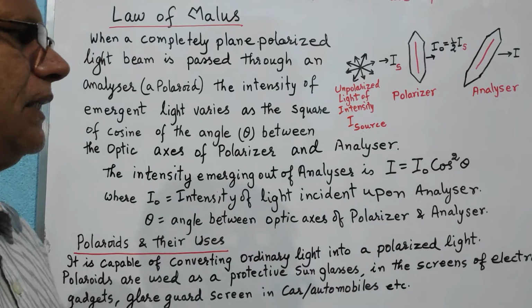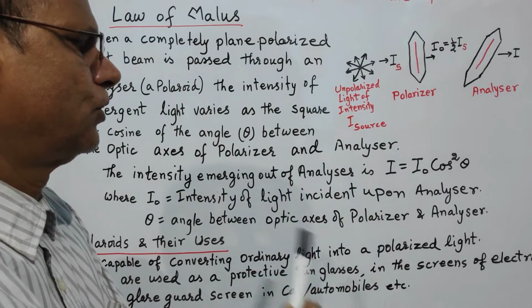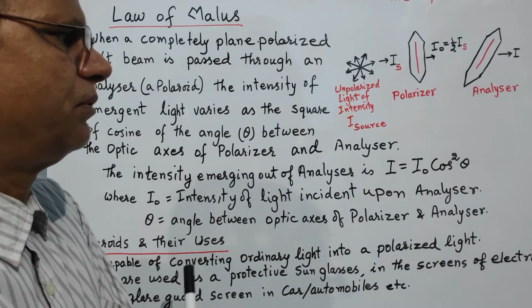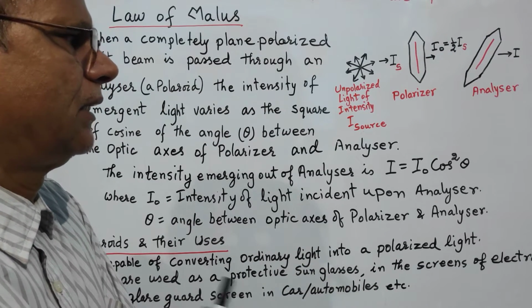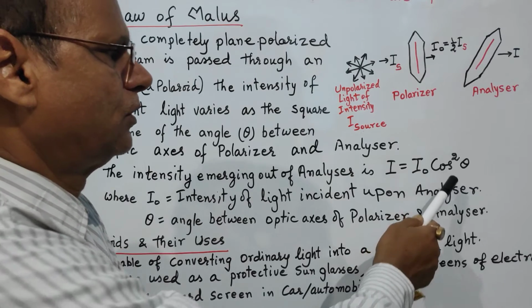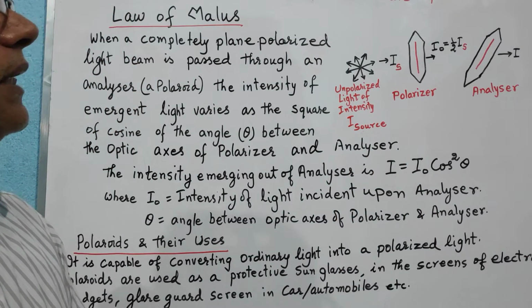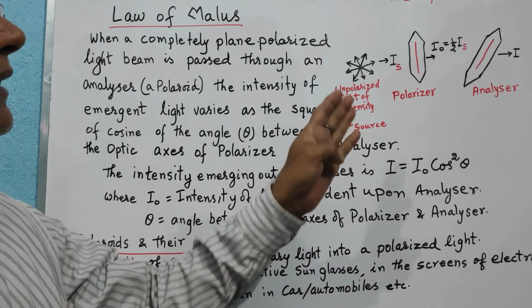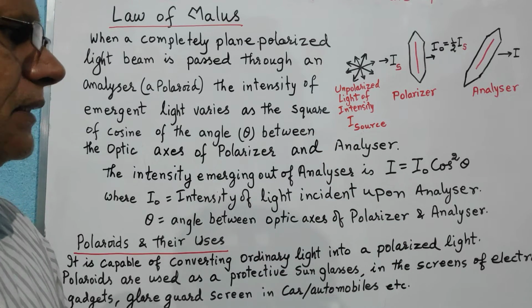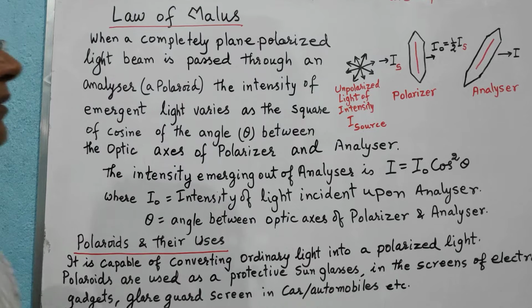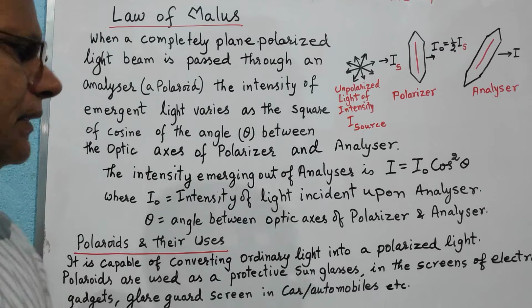So Malus law states that the intensity of light emerging through an analyzer, when plane polarized light is incident on it, is directly proportional to the square of the cos of the angle between the optic axis of the analyzer and the optic axis of the polarizer. So this is all about the law of Malus.